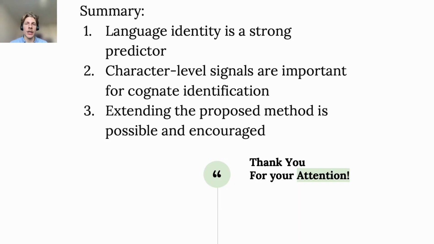In summary, I showed that language information alone is a strong predictor of cognacy. It's important to include character level signals in the form of embeddings, CANINE, and Levenshtein distance. I'd like to extend this method by adding more features, for instance, phonetic and typologically based ones.